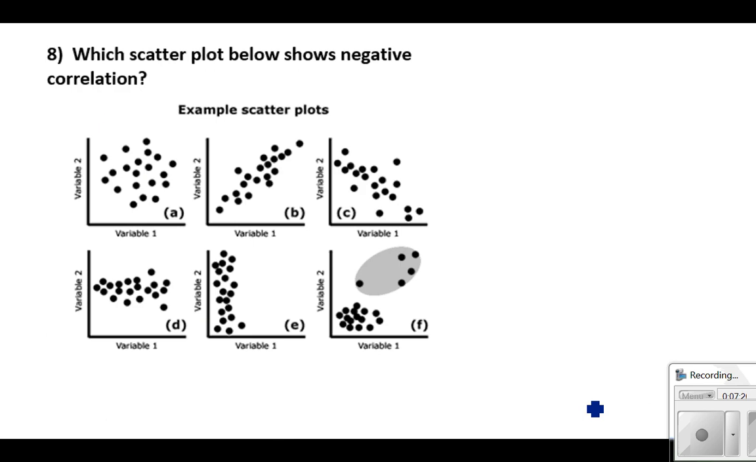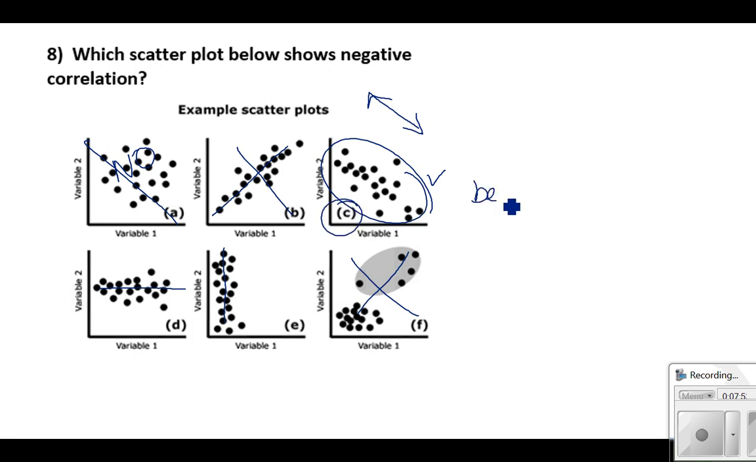For the last question, number 8, which scatter plot below shows a negative correlation? Negative means it's going downhill. And we know this one is a no correlation. This one is going uphill. This one is going downhill, so we'll keep that one in mind. This one is going straight across, straight up and down, and this one doesn't really have any kind of correlation. So our answer choice would be C, because the scatter plot goes downhill.